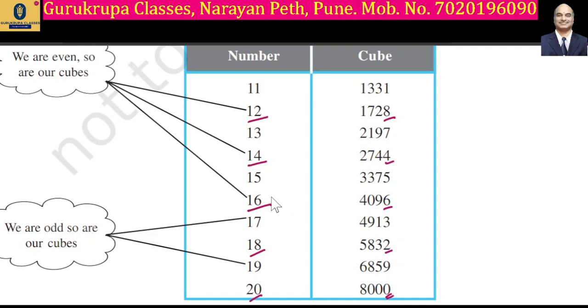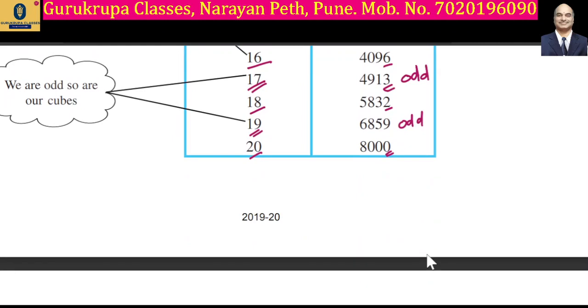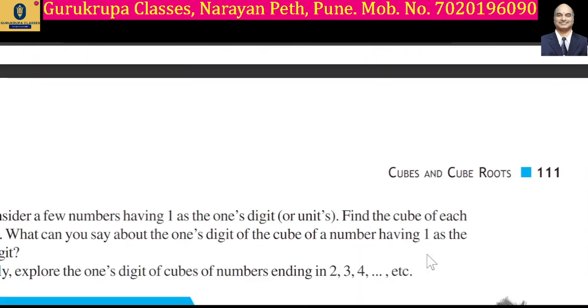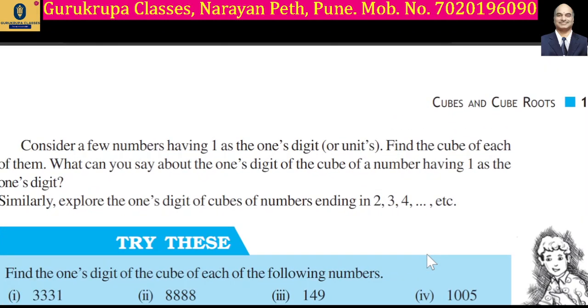And what about odd numbers? Number 17 is an odd number. Cube of 17, we get 4913, which is an odd number. 19 is an odd number, its cube is 6859, which is also an odd number. So the cube of an even number is even, and the cube of an odd number is odd.